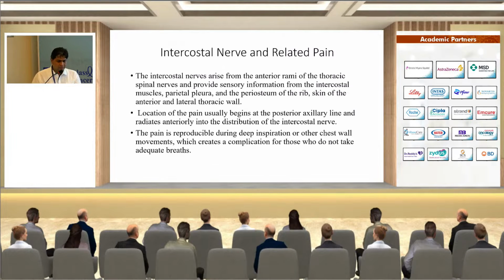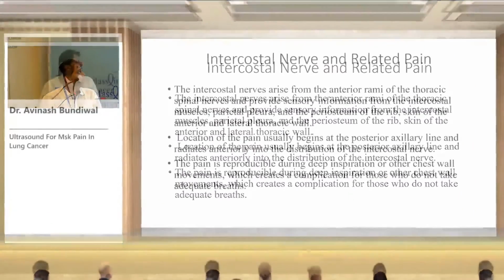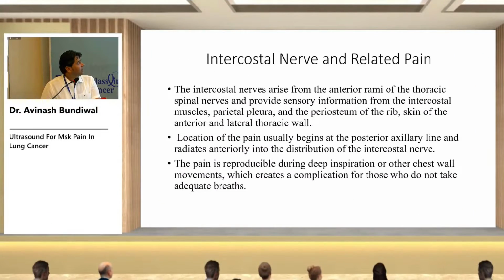First, the intercostal nerve block. The intercostal nerve arises from the anterior ramus of the thoracic spinal nerve and provides sensory innervation from the muscle, parietal pleura, and skin of the anterior and lateral thoracic wall. Any pain affecting this area is helped by intercostal nerve block. The pain usually begins in the posterior axillary line and radiates anteriorly. Patients present with anterior chest wall pain syndromes, bony pain, or constant pain, and the pain usually increases with deep inspiration or other chest wall movement.